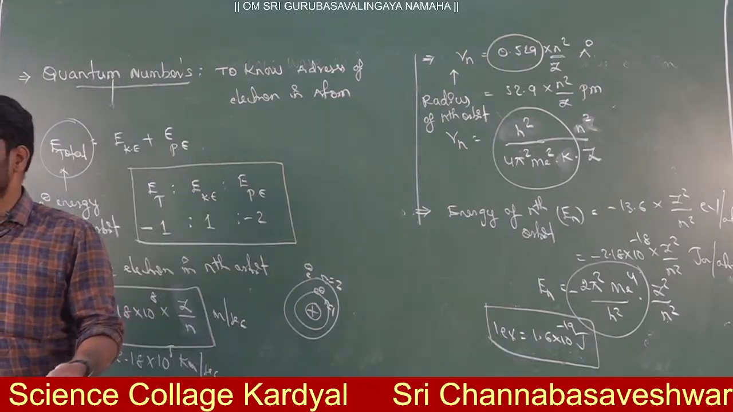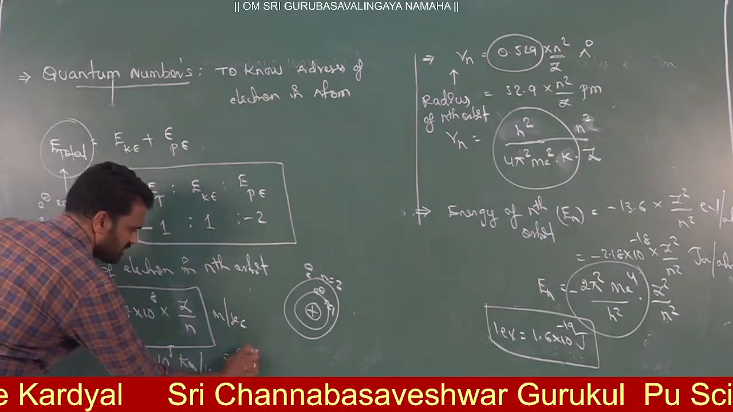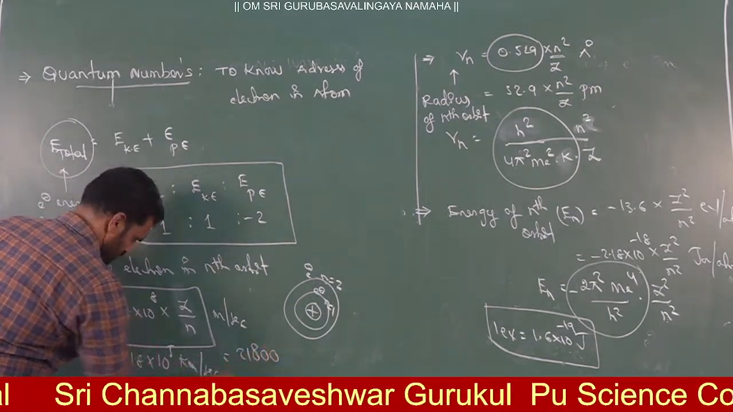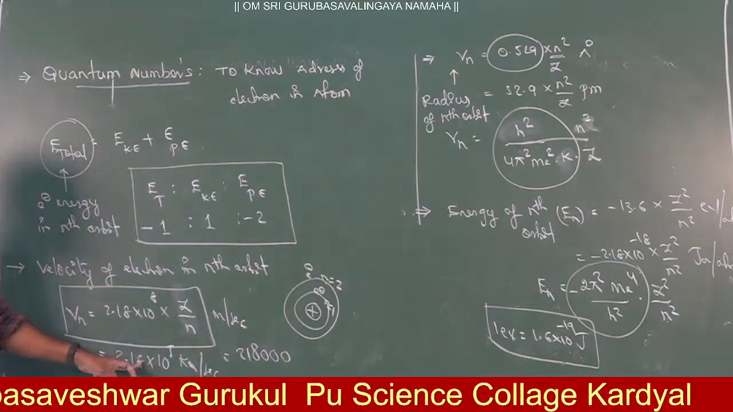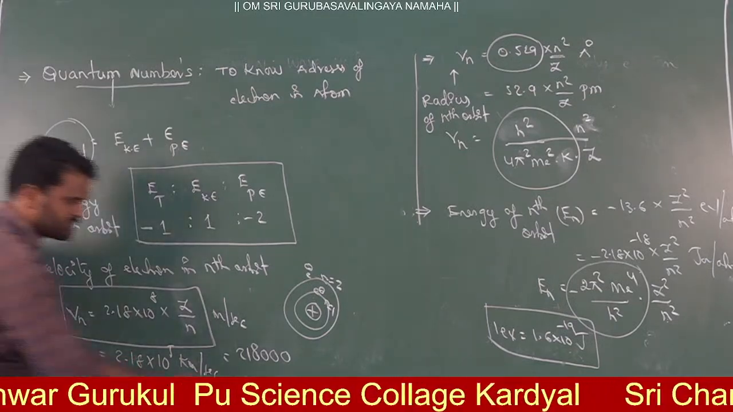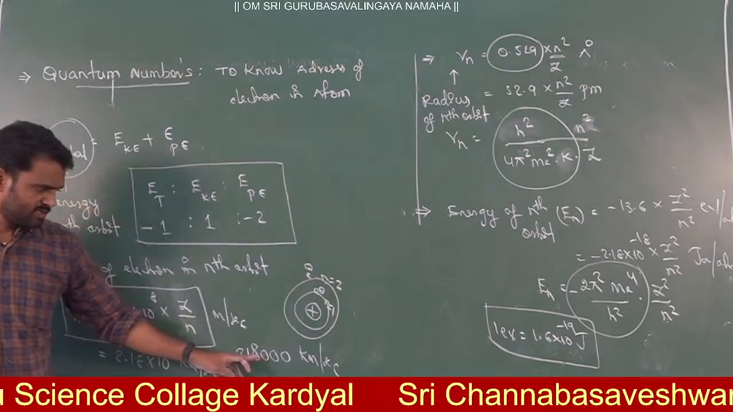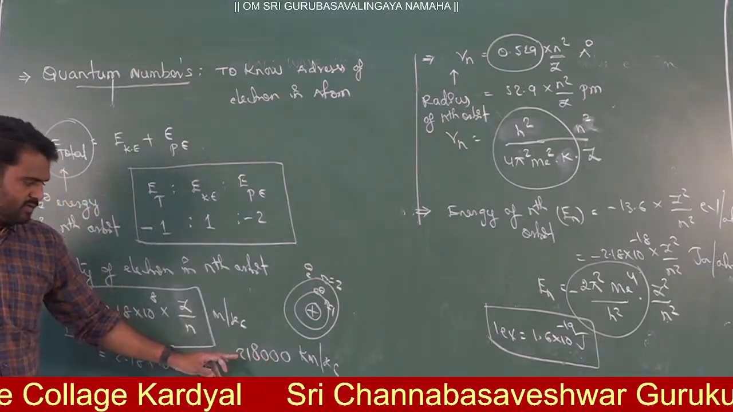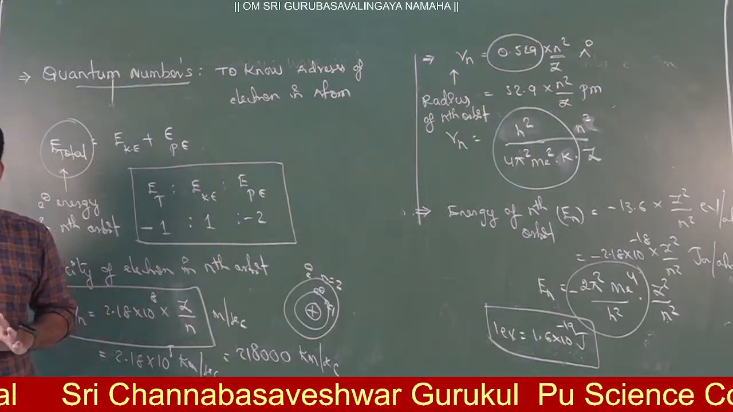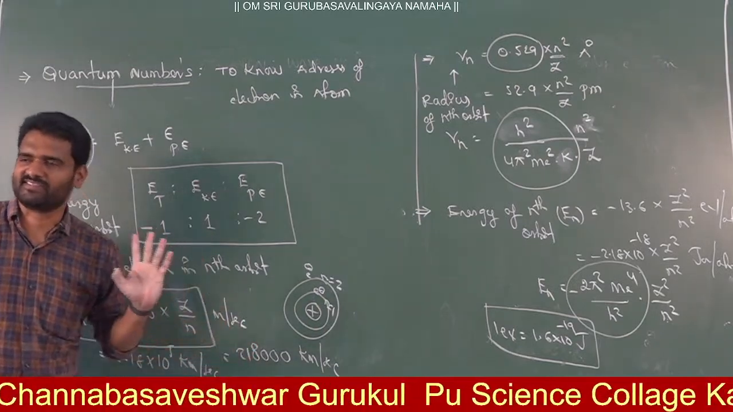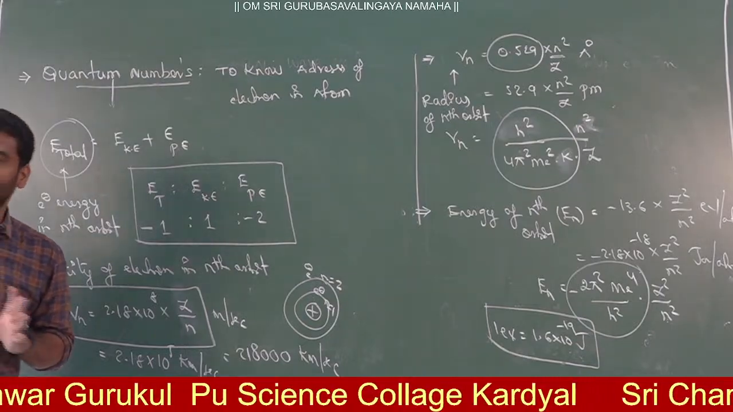Ones, tens, hundreds, thousands, 10,000 and lakh. So the value in kilometers is 2,18,000 kilometers per second. In 1 second, the electron is moving 2,18,000 kilometers. It is revolving with that speed.